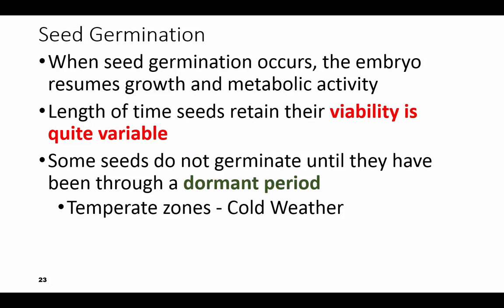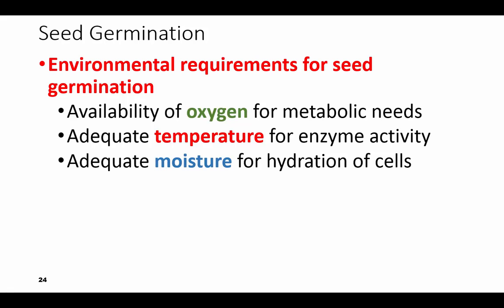Now, for seed germination to occur, that means the embryo resumes growth and metabolic activity. The length of time that seeds are viable is variable. Some seeds don't germinate until they've been through a dormant period, especially those in temperate zones, which have to go through some cold weather. And for it to germinate, it has to have plenty of oxygen, adequate temperature, and adequate moisture. That's why we see it happen in the spring.